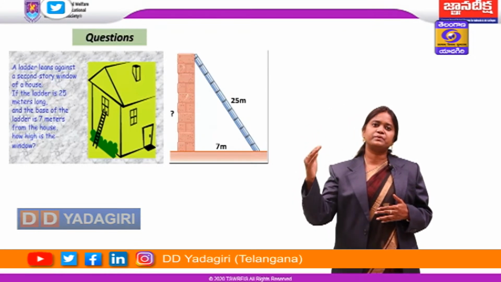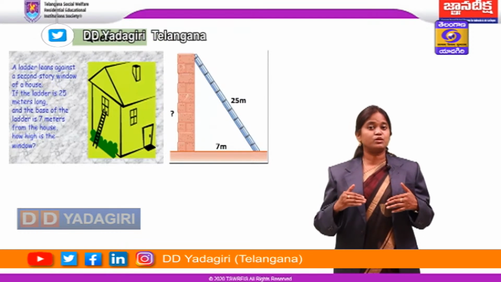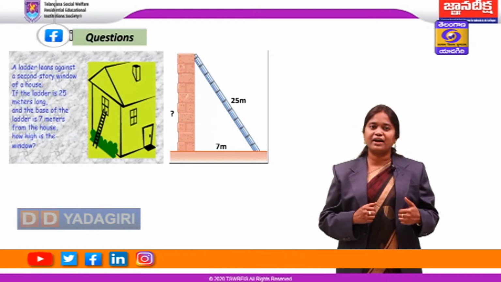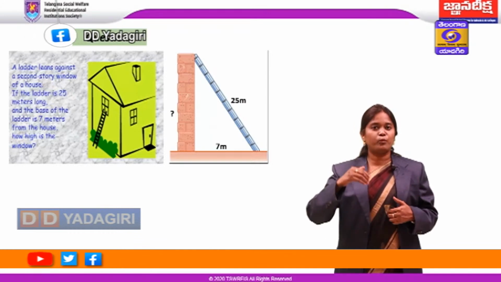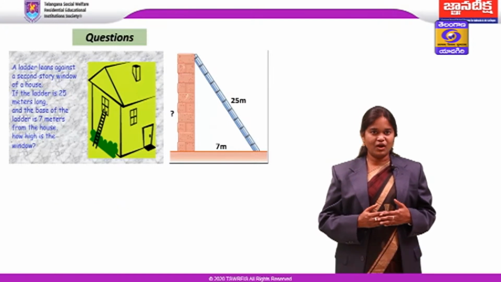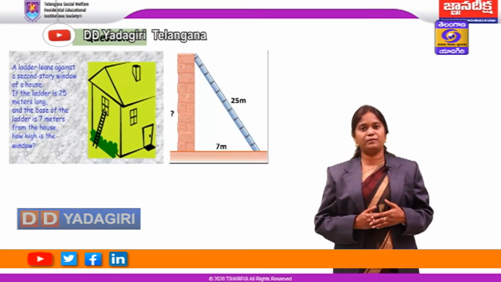The distance between the ladder and the house is base. So, what do you need to find here? Exactly. You need to find the height of the window. That is nothing but perpendicular side. So, use Pythagoras theorem and solve this problem.